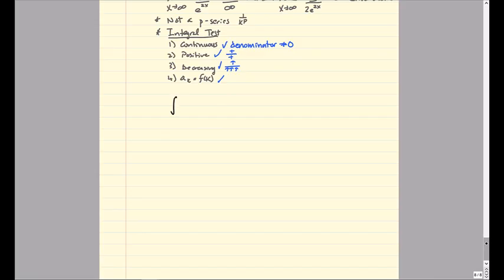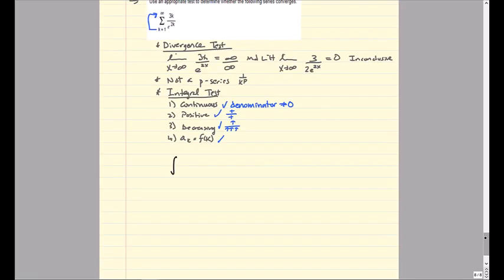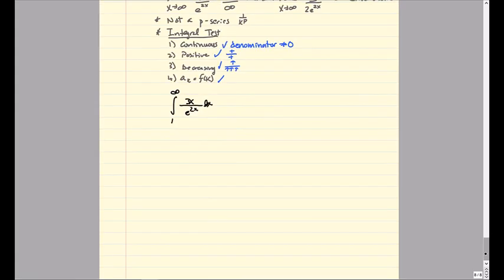So this is going to be the integral from 1 to infinity of 3x over e to the 2x dx. The first thing I'm going to do is rewrite this. I'm going to pop that e to the 2x up top. I can't use a u substitution on this because I have a leftover x.